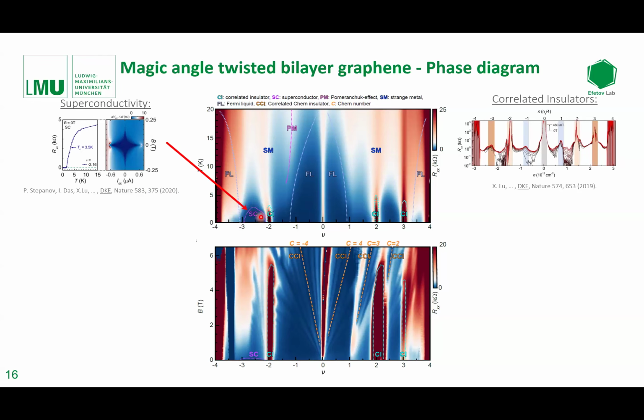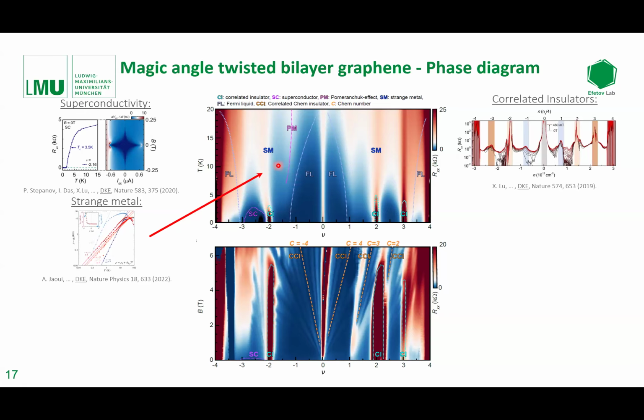And typically the strongest superconductor that is most reproducible between all the devices is sitting here at -2 to -3. Usually this superconductor has a TC of around 3 Kelvin. So this is the strongest superconductor. Once in a while, we see also superconducting regions in other locations, but this is really by far the most robust superconducting state that we have here.